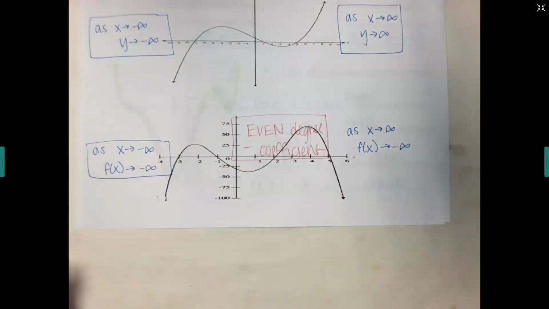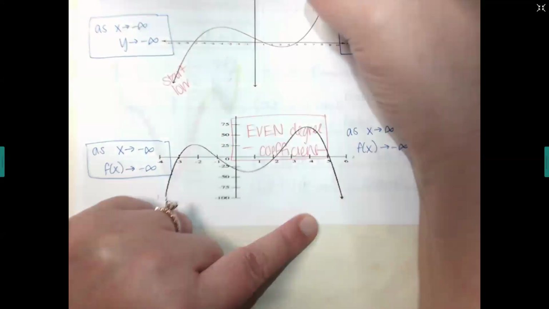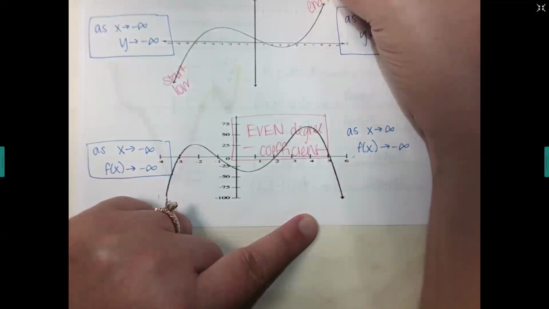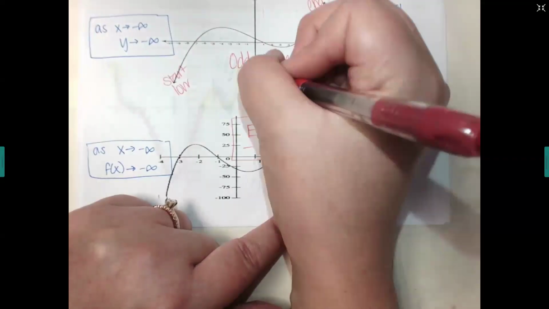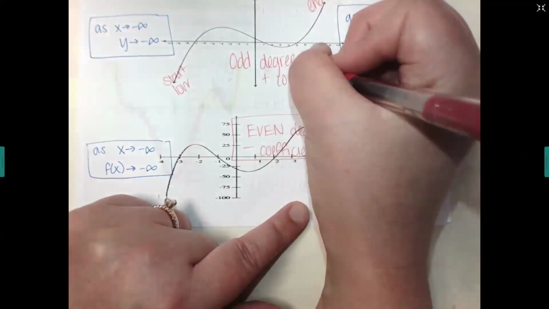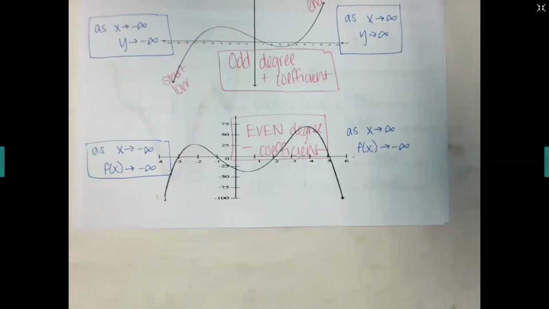Okay, the middle graph, is it even or odd? Odd because the ends go opposite ways. Is it a positive or a negative coefficient? Positive because it starts low and it ends high. So that would be an odd degree with a positive coefficient. All right, stick with me. We're almost done. Okay, go ahead and skip to this page right here.